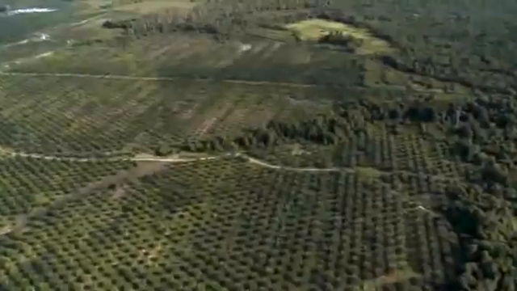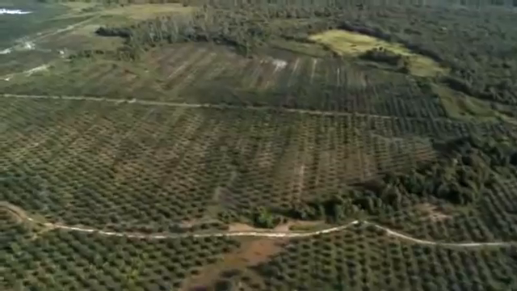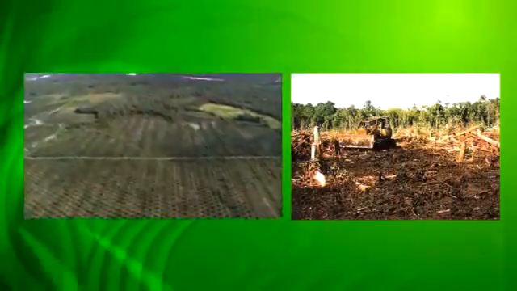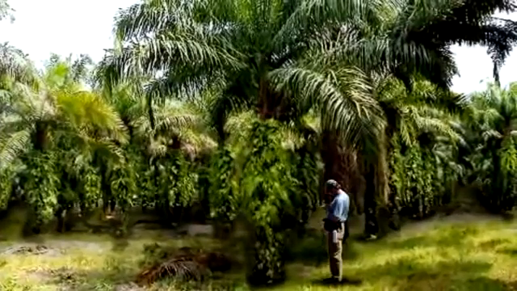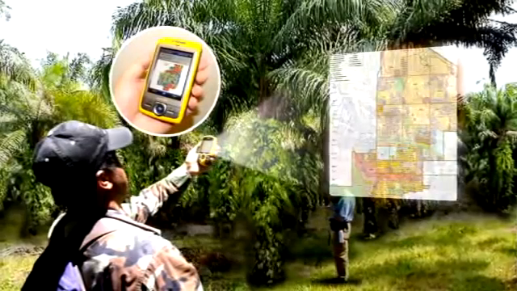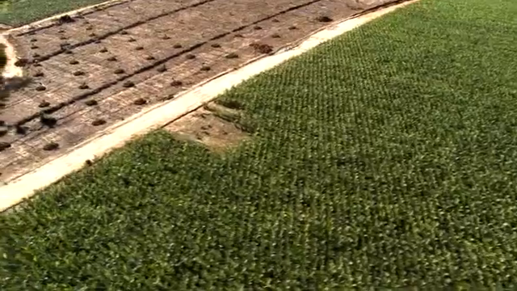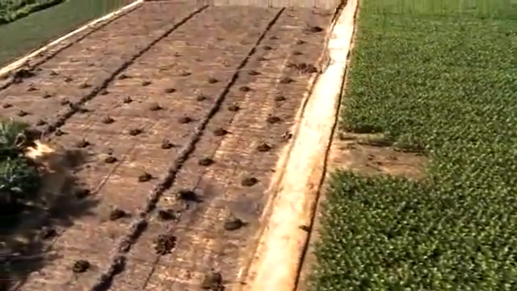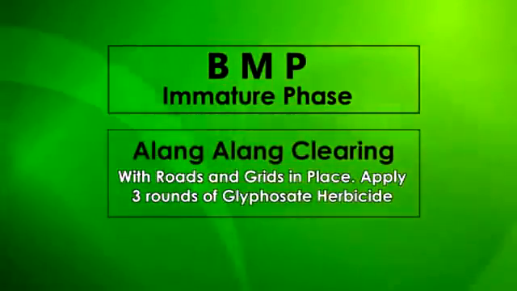If heavy equipment is vital for stacking felled material, BMP suggests careful use of a shear blade in combination with a stick rake, as opposed to a flat-bladed dozer. BMP strongly suggests using GPS and GIS equipment for accurate road planning, baseline planting points, and assistance in positioning timber stacks. With roads and grids in place, the second alang-alang clearing process, involving a 3-stage application of glyphosate herbicide, is implemented.